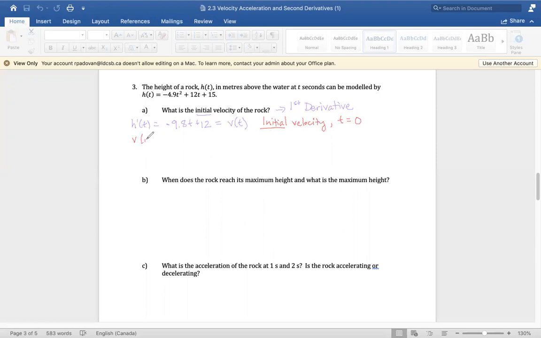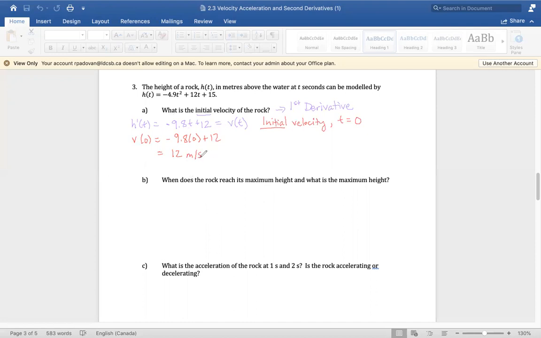So v at 0, I have to use this velocity h prime of t function. So I have negative 9.8 times 0 plus 12. Obviously, anything times 0, I just have an answer of 12. And for velocity, we're talking about meters and seconds, so meters per second.